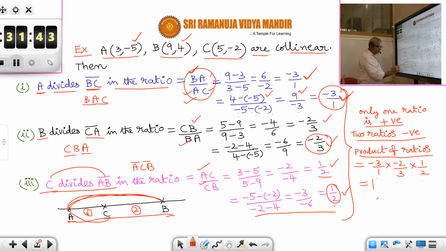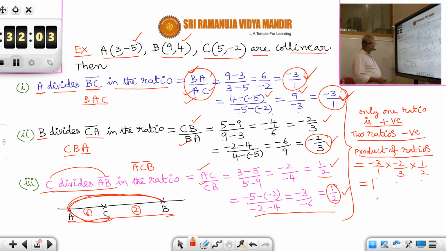BA you are coming to the left side, but AC you are going to the right side. So that is why the negative sign. So 3/1. So you can see the ratio is -3:1, because BA is right to left and AC is left to right. So that is why that minus sign.